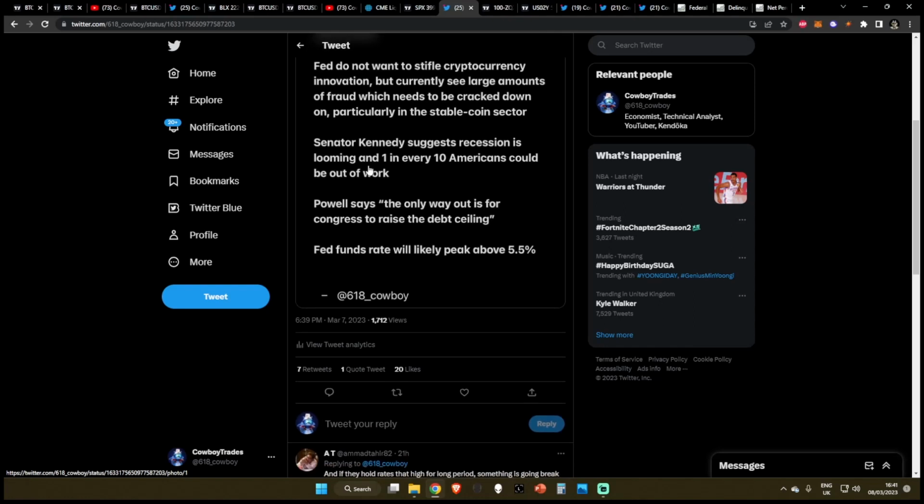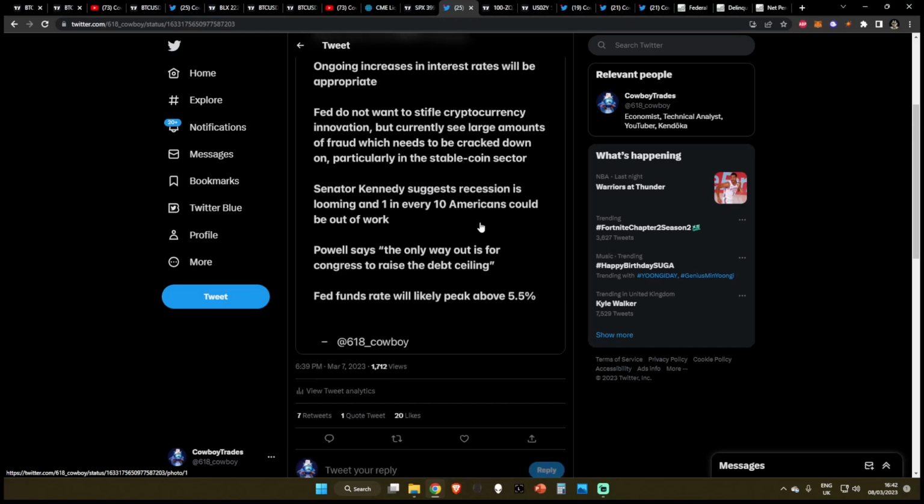Also, Senator Kennedy came out and suggested that a recession is looming and 1 in 10 Americans could be out of work. He was looking at some economic data and previous fractals, talking about how Jerome Powell wanted to raise the unemployment rate. And he pointed out, looking at previous data, that when the unemployment rate was raised to the levels Powell was discussing, a recession would be looming because of this, and 1 in 10 Americans would be out of work.